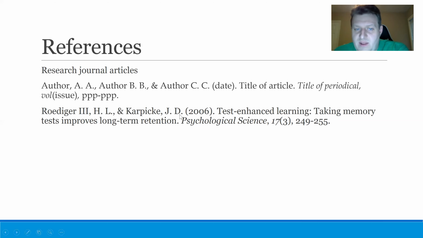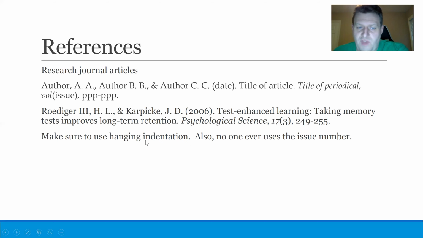After that, we put the year in parentheses. Then we have the title of the paper. For the title of the paper, we are only capitalizing the first word. And if there's any word that comes after a colon, you capitalize that, but everything else is not capitalized. Next comes the title of the journal, and you put that in italics, comma, the volume number of the work, and in parentheses, the issue number. The volume is italicized, the issue number is not, comma, and then you include the page numbers. Make sure that you use hanging indentation.